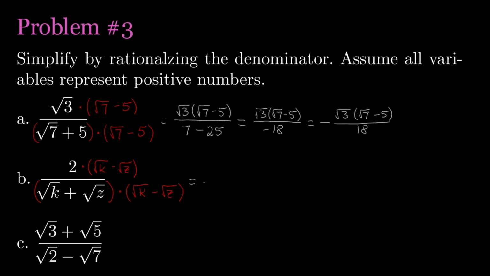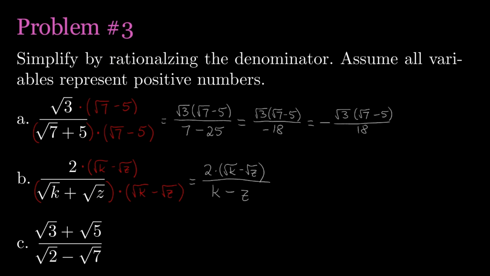And again, starting with the denominator, the square of the square root of k is k, and the square of the square root of z is z. So we get k minus z. And in the numerator, again, I'm going to keep it in factored form because no further simplifications will be possible. That's actually it for part B.